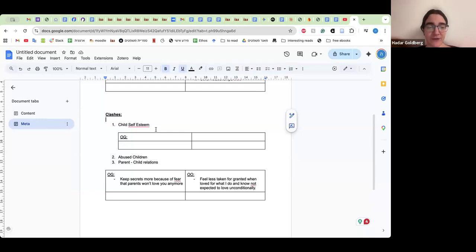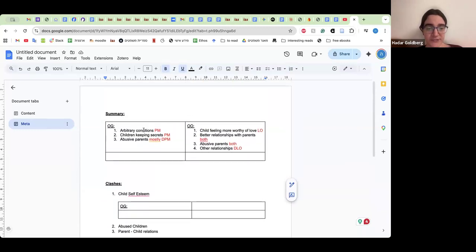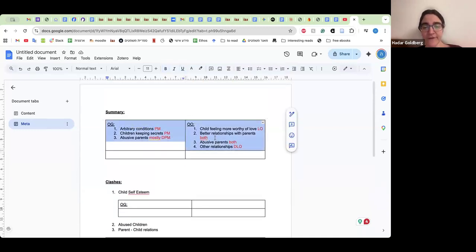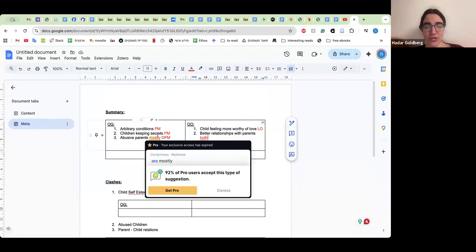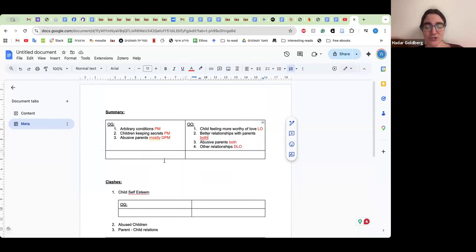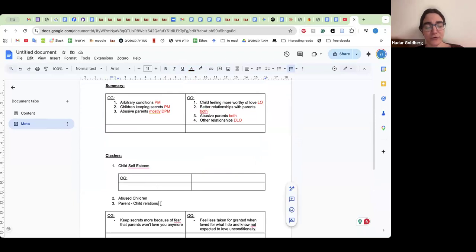What do I do? First, I just try and briefly tell what the clashes even are. I notice from this map, without looking at further content, I can easily see how some things clash here. For example, clearly both OG and OO have an argument on parent-child relations. I had it as the third clash for reasons, doesn't really matter, but for now, I know there is a clash on parent-child relations. Both OG and OO have arguments to do with abusive parents. I have a clash on abused children. And the trickiest part I had here, because that required a bit more thinking beyond the bottom lines they gave, is calling the other clash child self-esteem. And I could give it many other headlines.